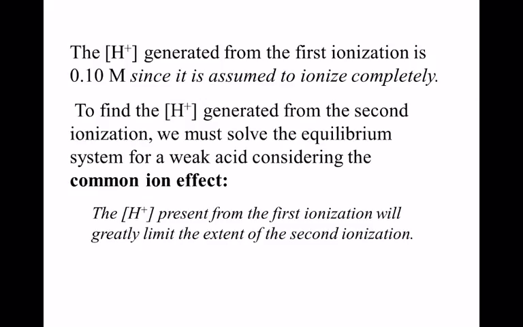Now let's apply the simplifying assumption. If X, the amount of the weak acid that ionizes, is sufficiently small relative to the molarity we start with, 0.10, then two quantities fall into place. 0.10 plus X is approximately 0.10, and 0.10 minus X is also approximately equal to 0.10.